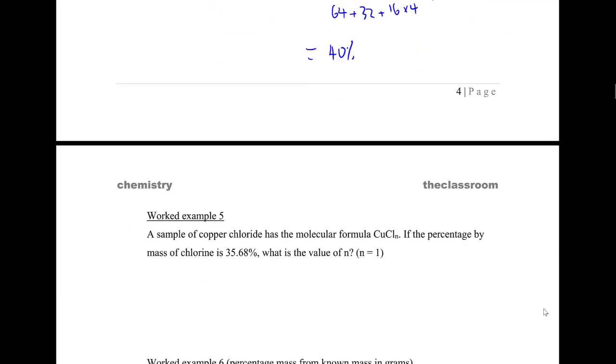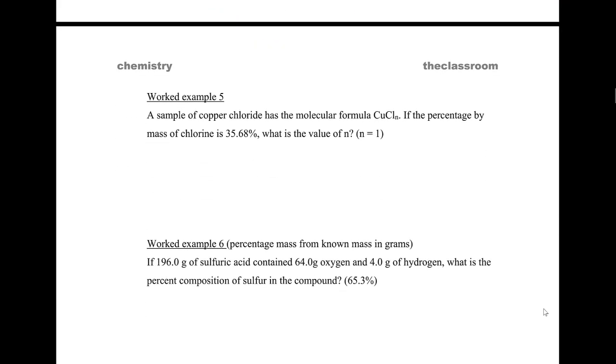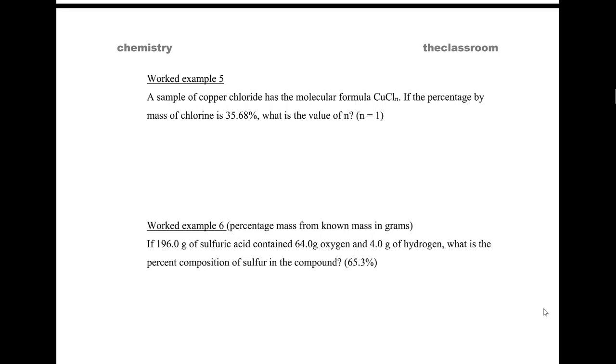Okay? Now, let's take a slightly more interesting example. Alright, so here we have copper chloride of an unknown formula. And we know that the percentage by mass of chlorine is 35.68. Find N. Now, copper is 64 and chlorine is 35.5. Now, the method doesn't change, or rather the formula doesn't change. The percentage composition formula is this. You take the number of chlorine, because percentage by mass of chlorine. So we want to find the percentage of mass of chlorine in the compound.